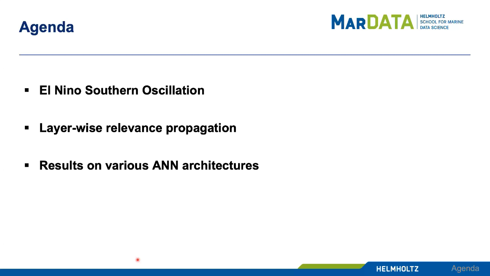So a quick overview of the agenda. I will first introduce the toy problem we use throughout this work, which is El Niño Southern Oscillation. Then I will have a short recap on layer-wise relevance propagation in general, before we look at the results in more detail.